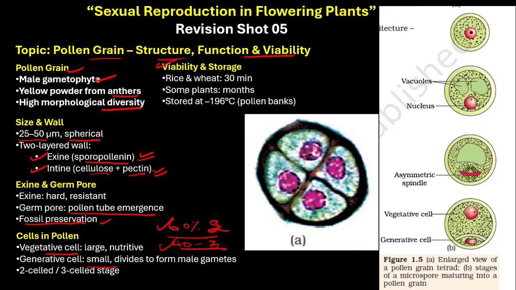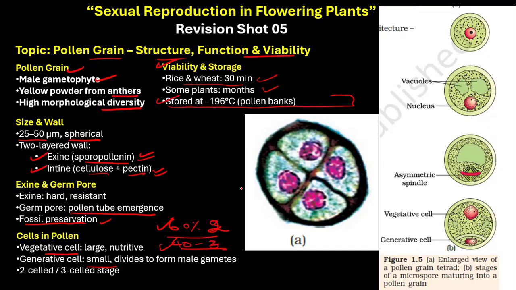Now, pollen viability means for what time the pollen remains active. It can grow. For example, in your textbook, for rice and wheat, it is 30 minutes. Some plants' pollen remains viable for months. You can store the pollen grains. You can do cryopreservation. Cryopreservation can be done at minus 196 degrees. This has been asked many times in MCQs.